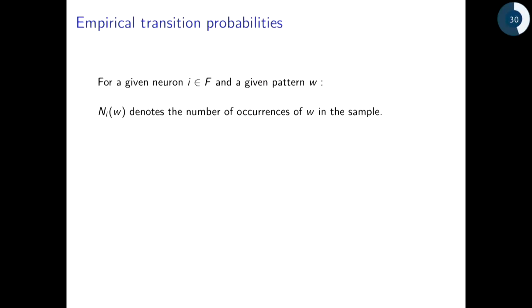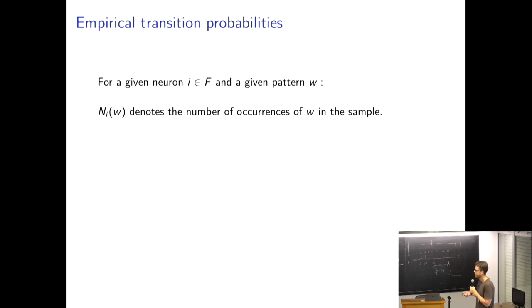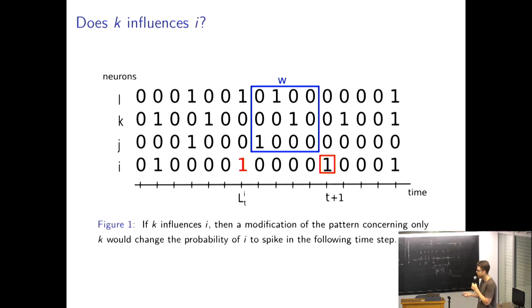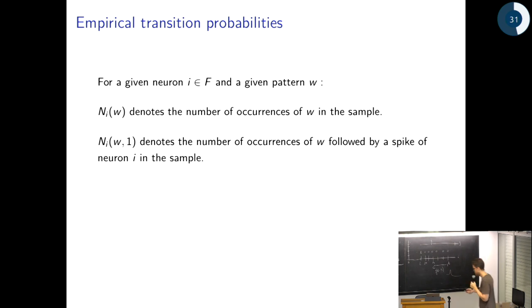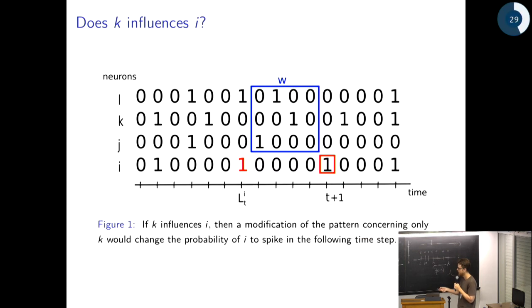So the next slide is just what I just said. How do I estimate this probability that I was drawing there? For each pattern W, remember, for me W is something like this, but of course its length depends on the last spiking time of neuron I. So we can fix this number, small l, and this will induce the size of these patterns. For each pattern of this size, I count how many times it appeared in my sample. Is it clear? And then I count how many times this pattern appeared and I had spiked just after. Like here, for instance, this is an example: I have observed this pattern here, and then I had spiked just after.